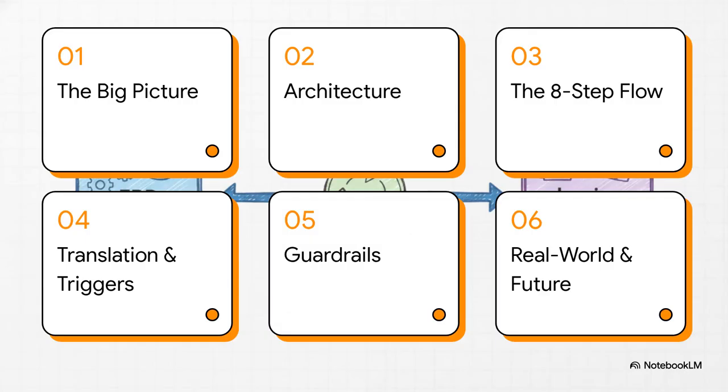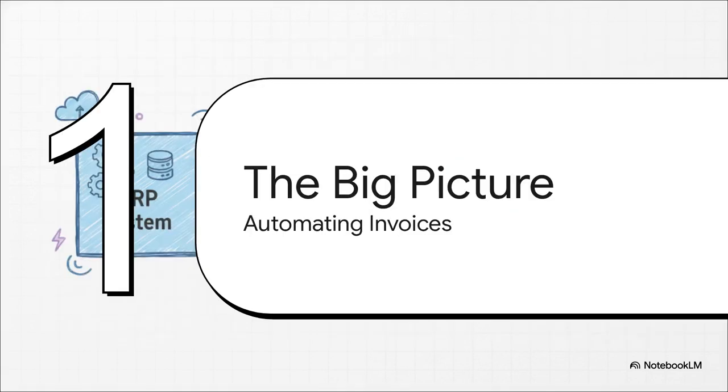So here's our roadmap for today. We're hitting the big picture, architecture, the 8-step flow, translation and triggers, guardrails, and finishing up with real-world applications and the future. Starting right off with Section 1, the big picture.